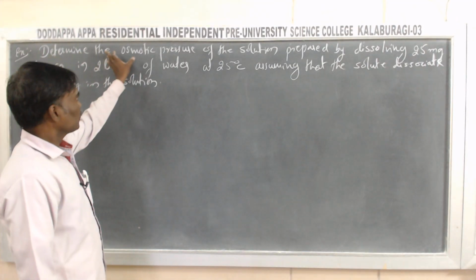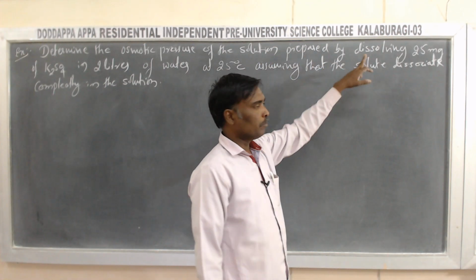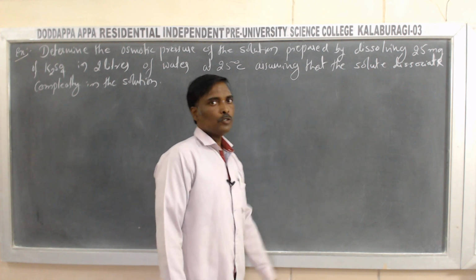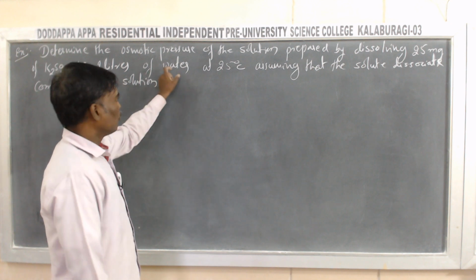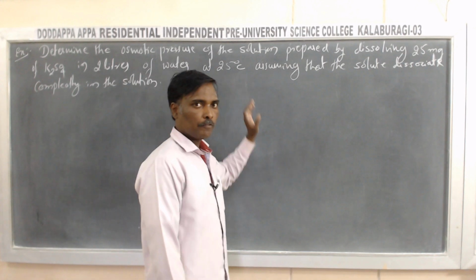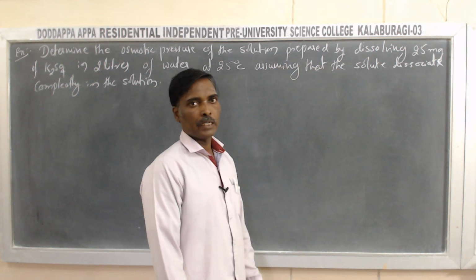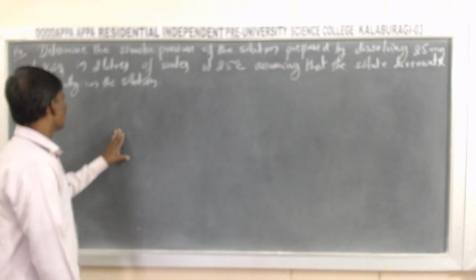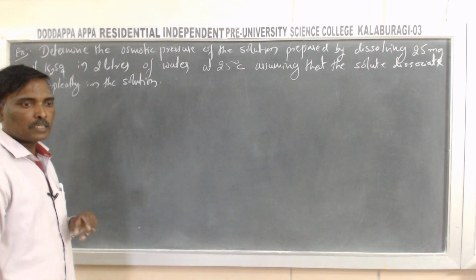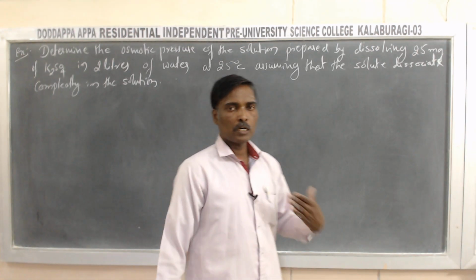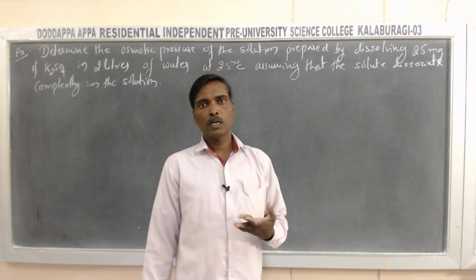Determine the osmotic pressure of the solution prepared by dissolving 25 milligrams of potassium sulfate in 2 liters of water at 25 degrees Celsius, assuming that the solute dissociates completely. Here the solute is potassium sulfate, an electrolyte, and it dissociates completely in the solution and forms ions.